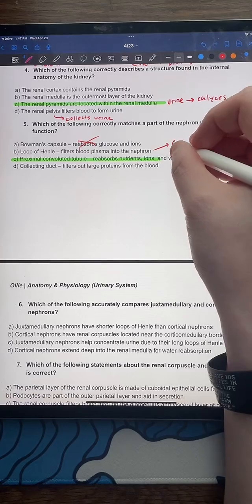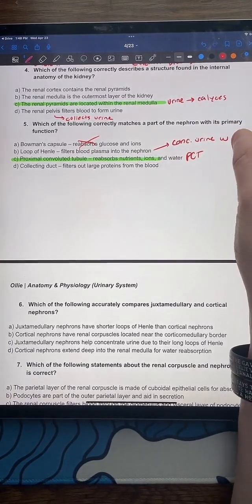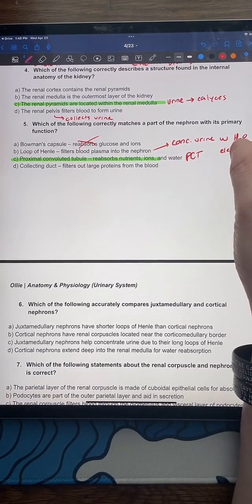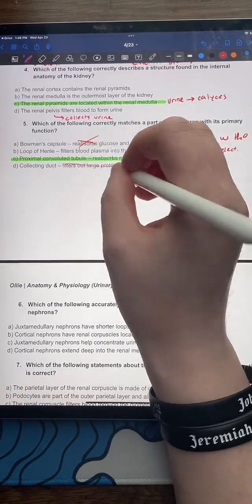So this is more so for concentrating urine with water and electrolytes, not necessarily plasma. And then the collecting duct, that is involved in water reabsorption and the final concentration of urine, not protein filtration. So this is not true.